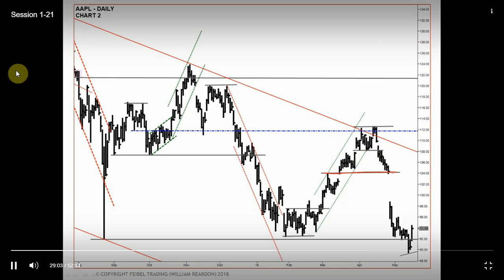We come back to support. Amazing. And what happens? They gap it lower at support. I mean, look at all this action. Gap over structure, gap over structure.